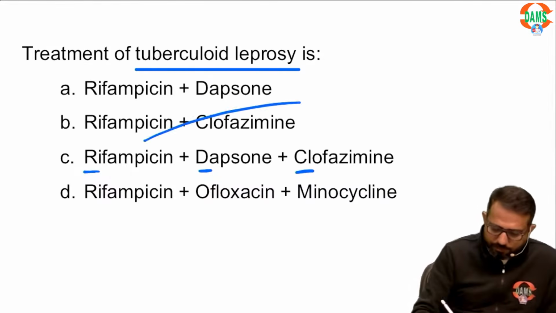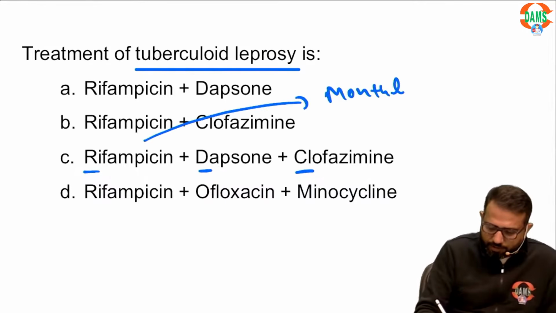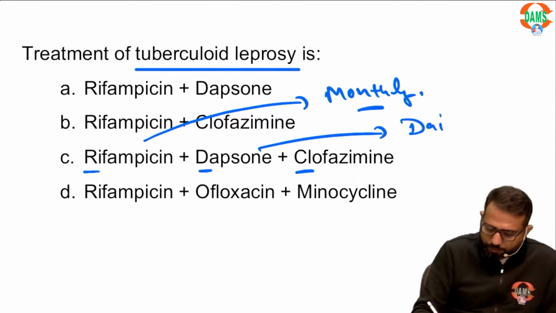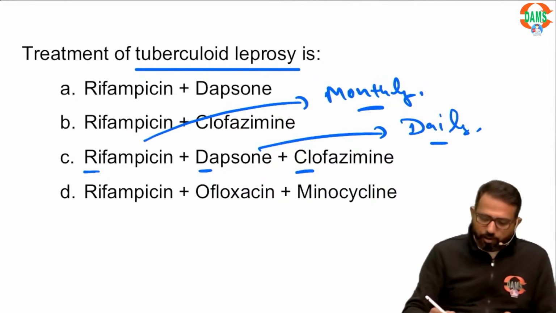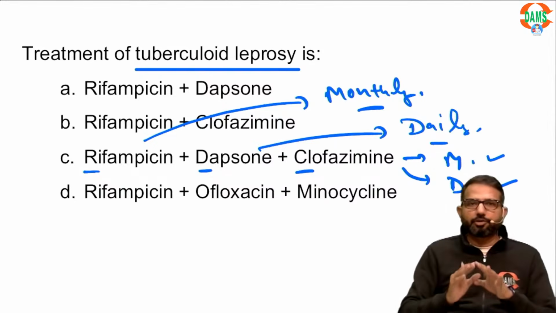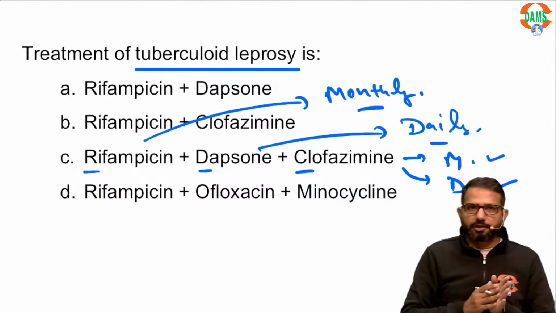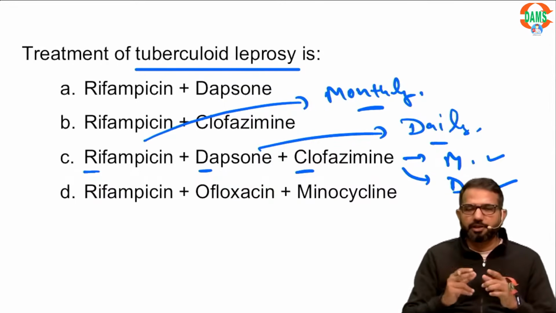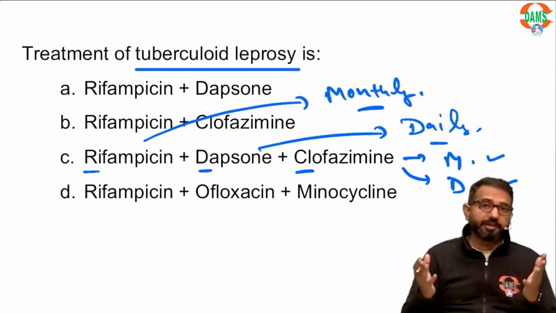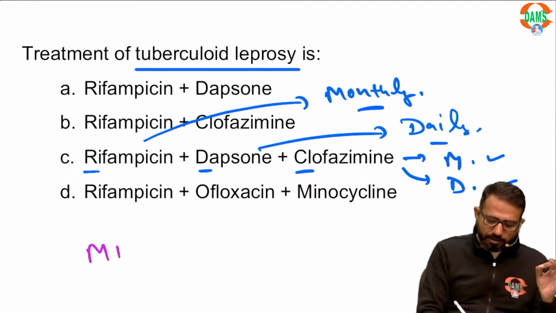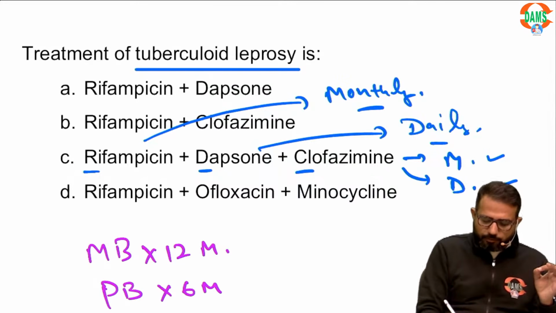Remember, rifampicin is given monthly, 600 mg monthly dose. Dapsone is given daily, 100 mg daily. And clofazimine is given monthly as well as daily, 300 mg monthly and 50 mg daily, and it has anti-inflammatory property as well. It means all three drugs are used. The only difference is duration. In multibacillary, we use it for 12 months. In paucibacillary, we use it for 6 months. That is the only difference.